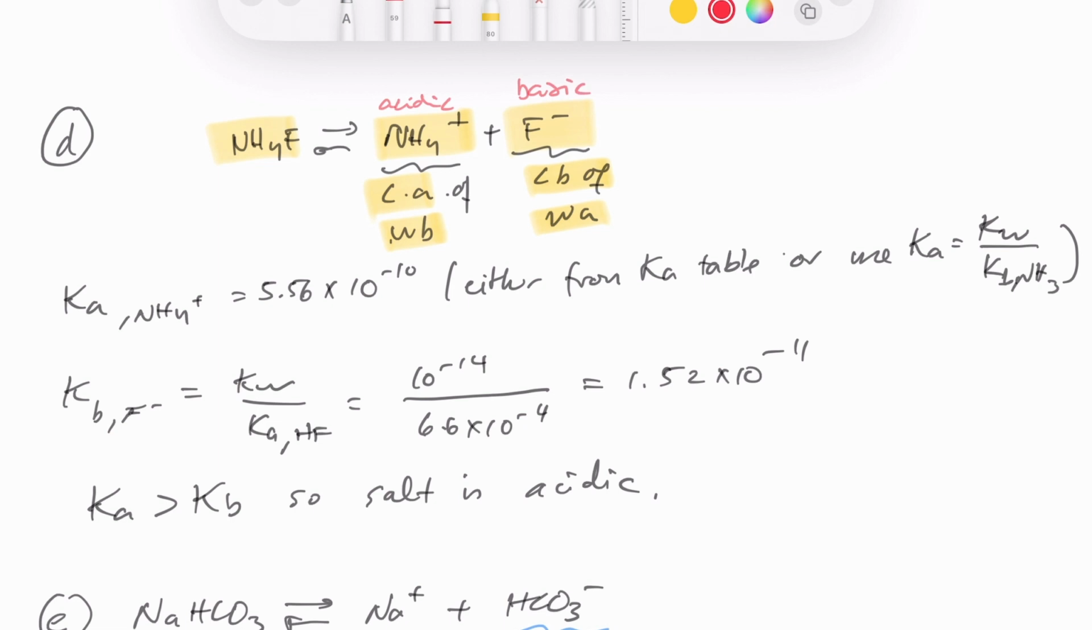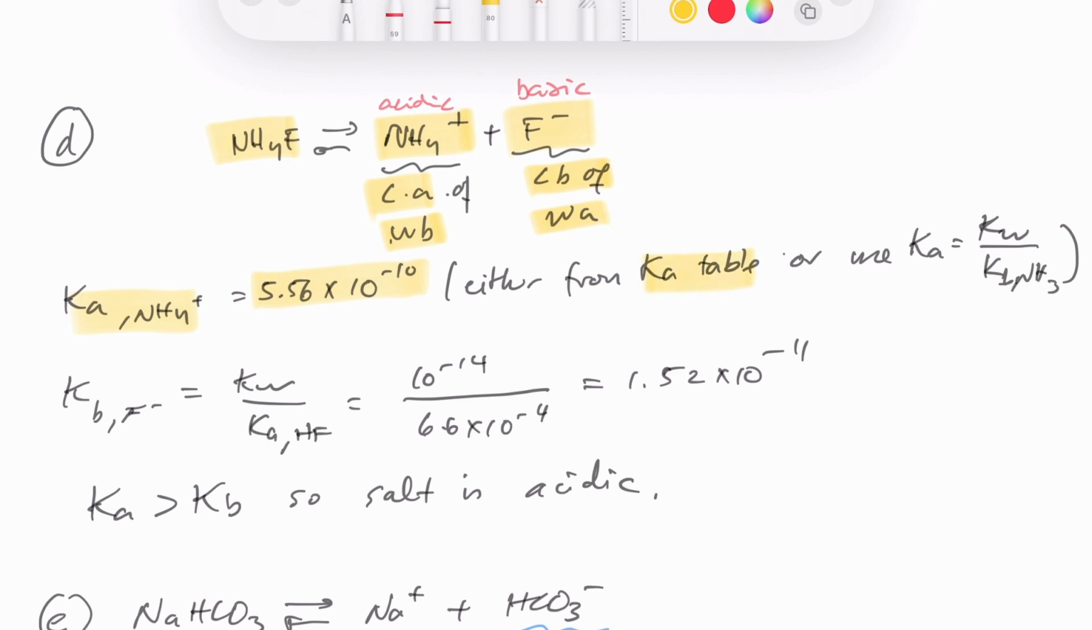So you have acidic and basic. Remember that when we have that situation, we're going to have to compare who's stronger, who's going to drive the reaction. Is it the cation or is it the anion? So I'm going to have to find the Ka and Kb values. The Ka of ammonium is actually given in your Ka table. It's just 5.56 times 10 to the minus 10.